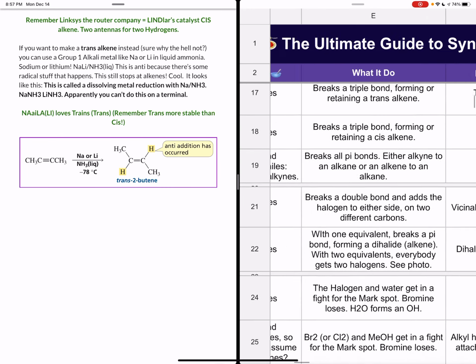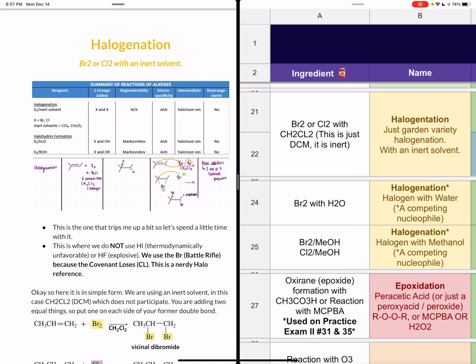All right. Halogenation is a big one. This is adding Br2 or Cl2 with an inert solvent. The solvent's important here because if you change the solvent from like a DCM, which is dichloromethane, that's just an inert solvent, if you change that to a water or a methanol or even a sodium chloride, then you're going to have a problem. But let's go over normal halogenation first, okay?